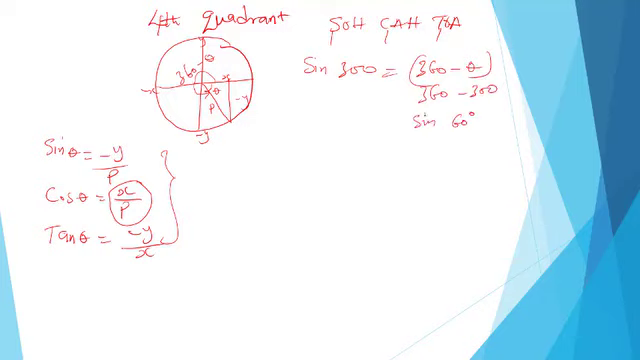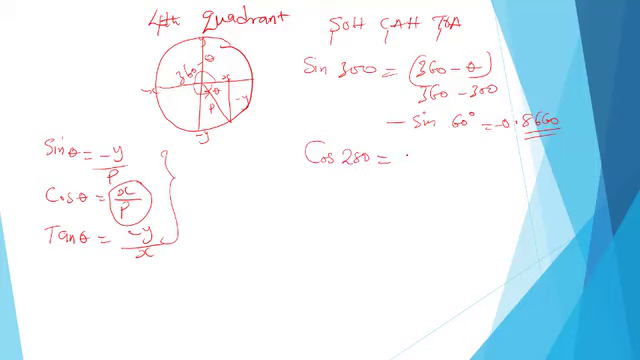So it's the same thing. Sine 300 is equivalent to sine 60, and the value of sine 60 is 0.8660. But since it's in the fourth quadrant, you put the minus sign because you're talking about 300. So sine 300 will be minus 0.8660.